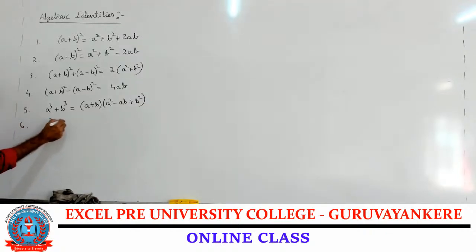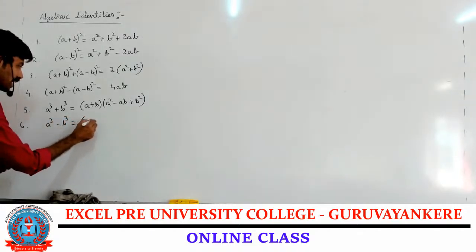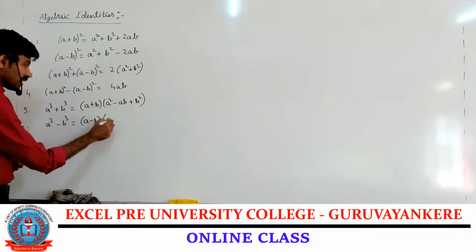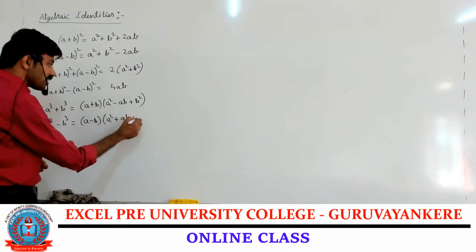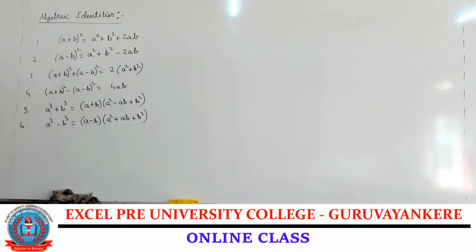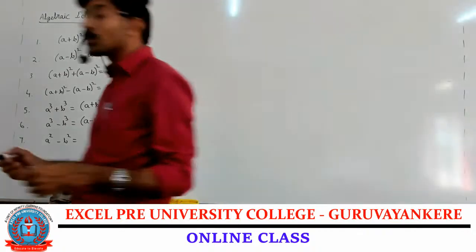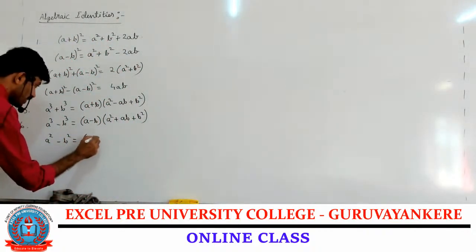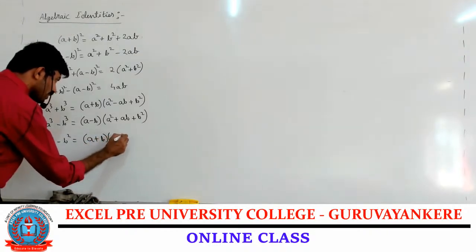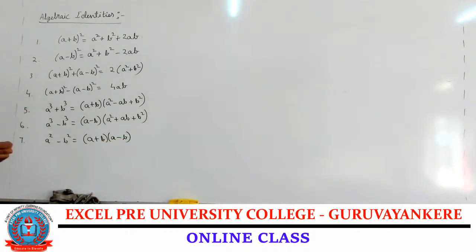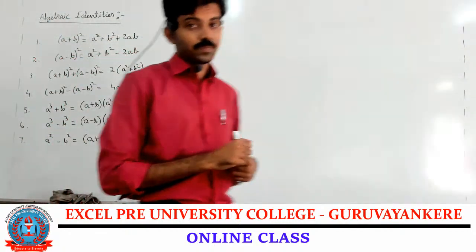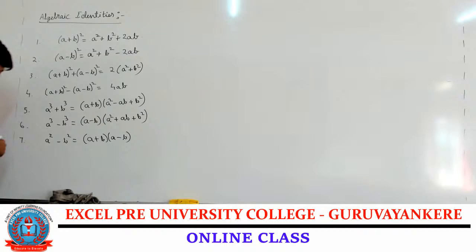Next we got difference of the two cubes. A cube minus b cube is equal to, can be factorized, a minus b into a square plus ab plus b square. Also we have a square minus b square is called as difference of two squares, which is a plus b into a minus b. A square minus b square is a plus b into a minus b. Difference of two squares.